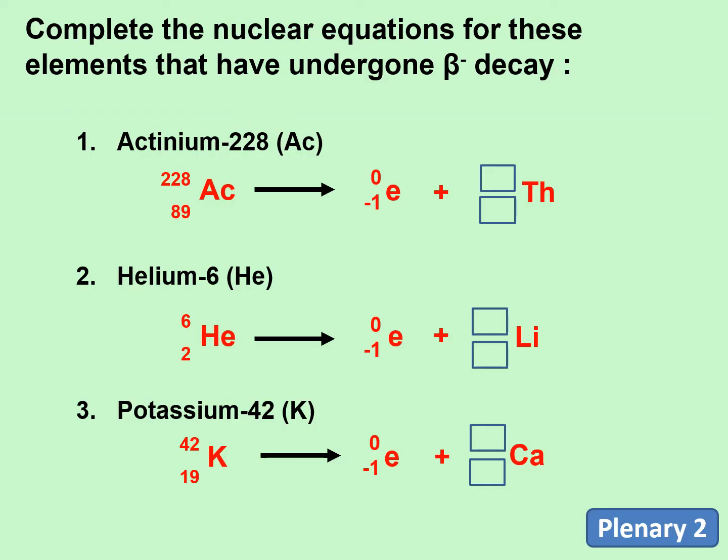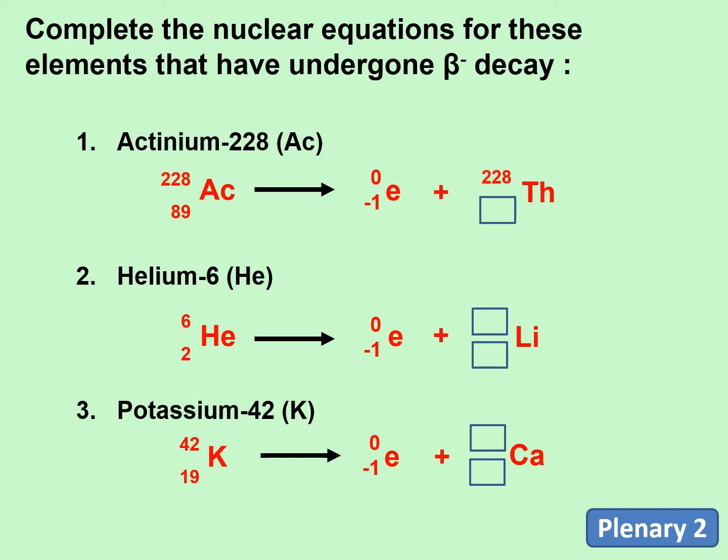Your turn again. Practice makes perfect and all of that. So can you have a go at those nuclear equations for beta minus decay? Remember your simple rule. If it's beta minus, you are adding 1 to the atomic number. Off you go. Count down in 3, 2, and 1.